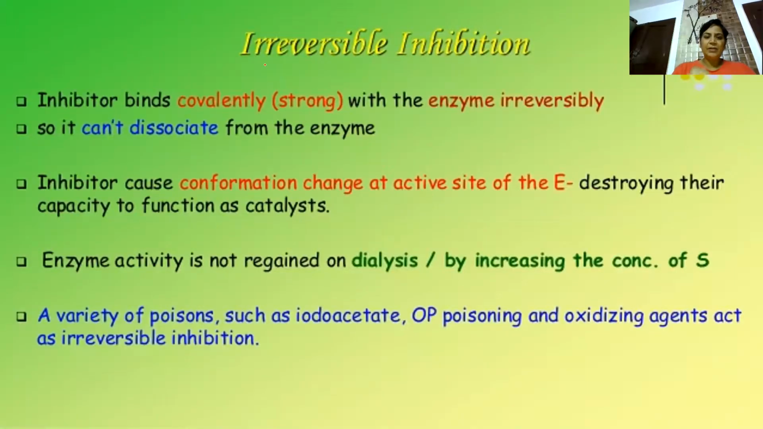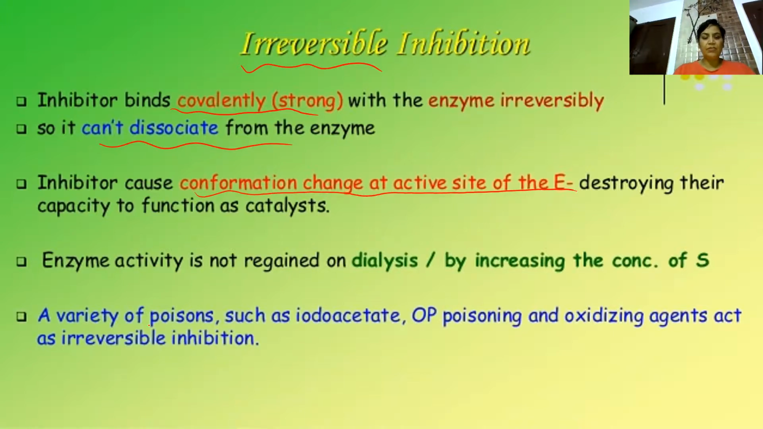Then irreversible. Now irreversible, as the name suggests, cannot be reversed back. It means the inhibitor binds the enzyme covalently. Covalent bond is considered to be the strongest bond. When it binds with that, it cannot dissociate from the enzyme. So what happens is, there is a change in the conformation at the active site of the enzyme, destroying its capacity to function as a catalyst. Right?